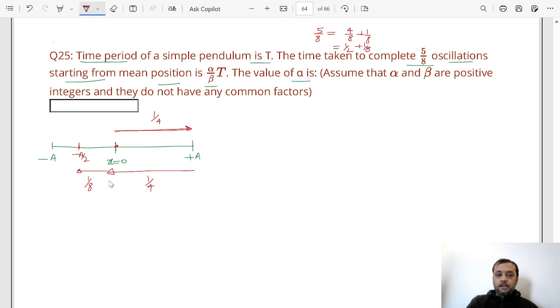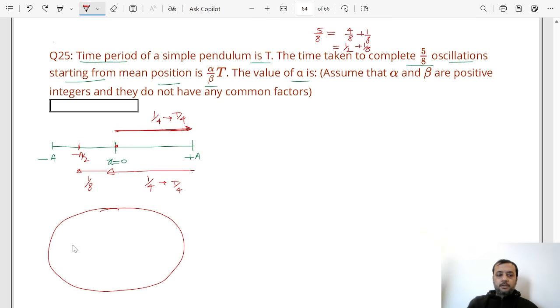Now, going from here to here, we know that the time is t by 4, then from here to here again the time is t by 4. In going from origin to minus a by 2, how much time will the particle take? Let us try to understand this. You can do this by phasor or you can do this by normal math also. So let me do this by phasor. Look, I'll draw the phasor.